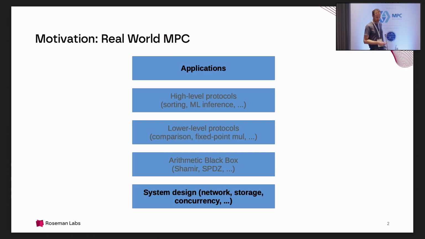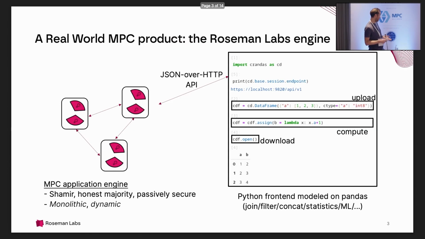So what is actually our product? Our product is the Roseman Labs engine. Basically, it's an MPC core. It's really simple. It's just Shamir secret sharing with honest majority, passively secure, doing multi-party computation. For the purposes of system design, there are two things that are relevant today: it's monolithic and it's what I call dynamic. I will talk about what these two things mean.